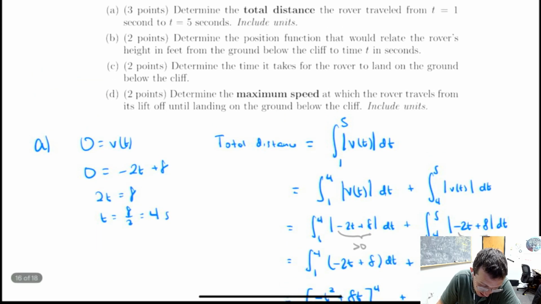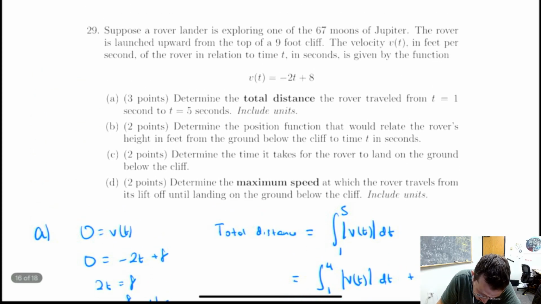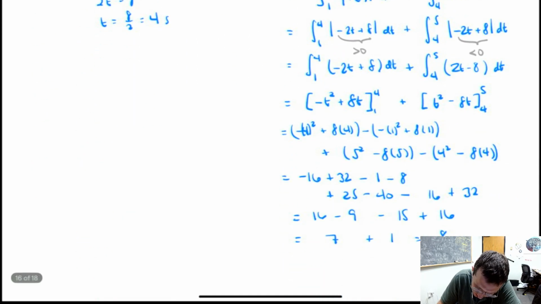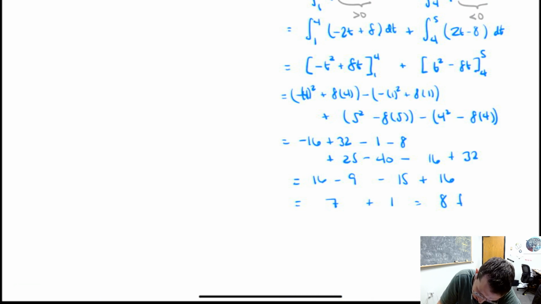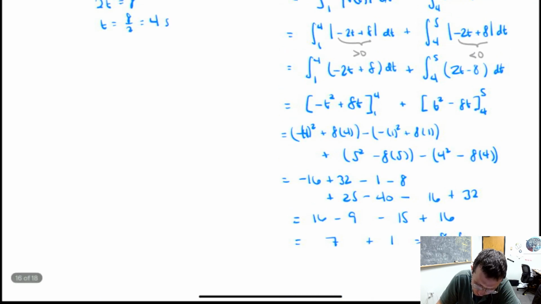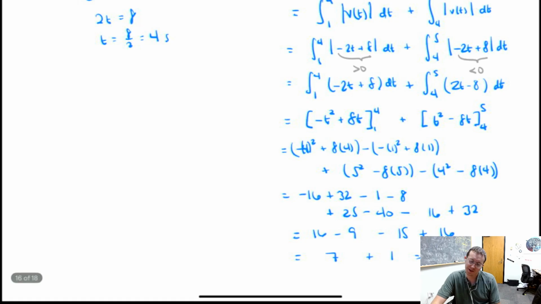And now I do need units. The distance, we were talking about feet. So 8 feet. Can someone who's got the answer key pulled up, the solutions, can you confirm whether 8 is the correct answer?